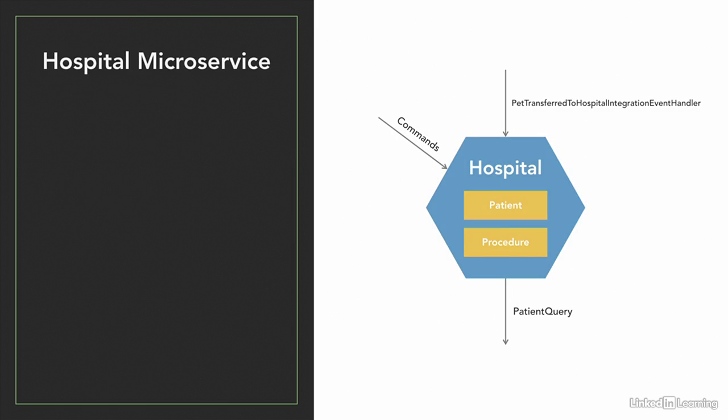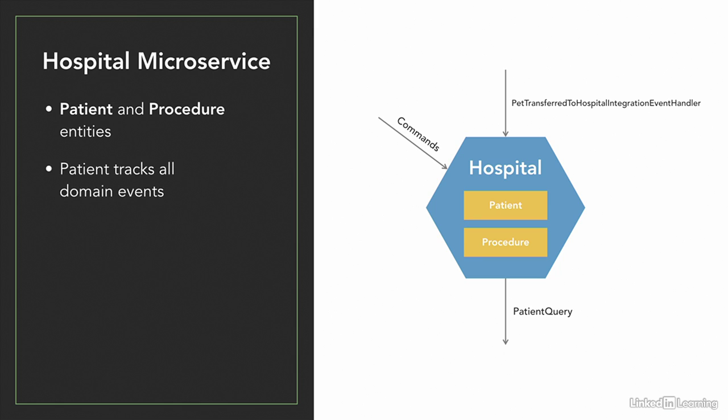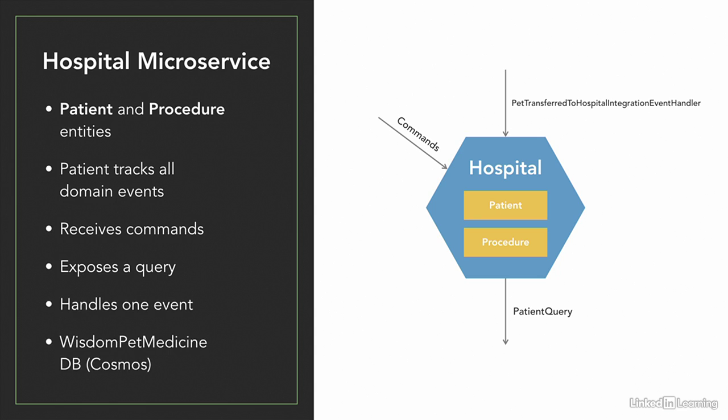The Hospital microservice uses the patient and procedure entities. In fact, patient is an aggregate that internally uses the procedure entity. The patient aggregate tracks all the domain events that happen. This is an essential trait of this aggregate since it'll be the basis for implementing the event sourcing pattern. Similar to the other microservices, Hospital receives commands, exposes a query, and handles an event. The event storage for this microservice is an Azure Cosmos DB database with a single container named Patients.